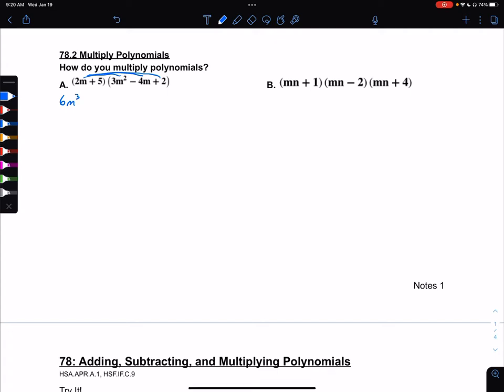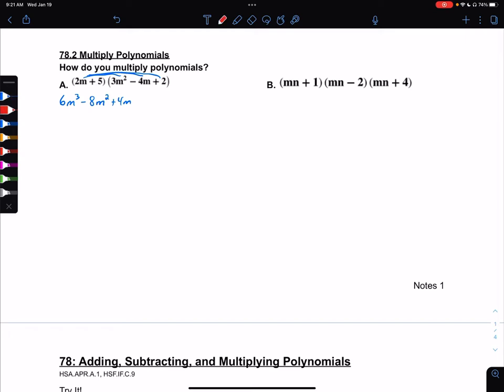Then we're going to do 2m times negative 4m, so just continue the distribution. So the coefficients, 2 times negative 4 would be negative 8. And then we're going to have m squared, because m to the first, m to the first. Again, when you're multiplying the bases, you add the exponents. And then finally, 2m times 2, that would be 4m. All right, so that's for our first group.